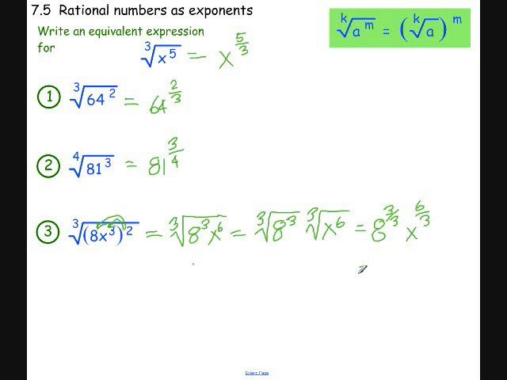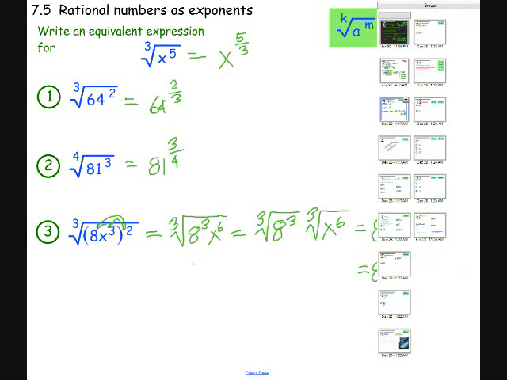Well, what do we notice here? I've got basically 8 to the 1st power, x to the 2nd power. But we know when you have something to the first power, you don't bother to write it. So it would simplify to this. I think we can see the usefulness of rational exponents. Okay, we'll go on to the next page.